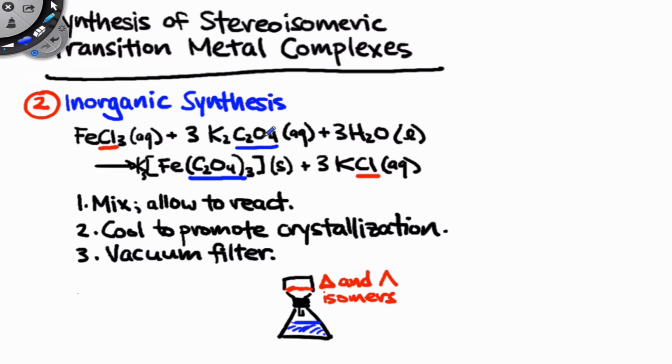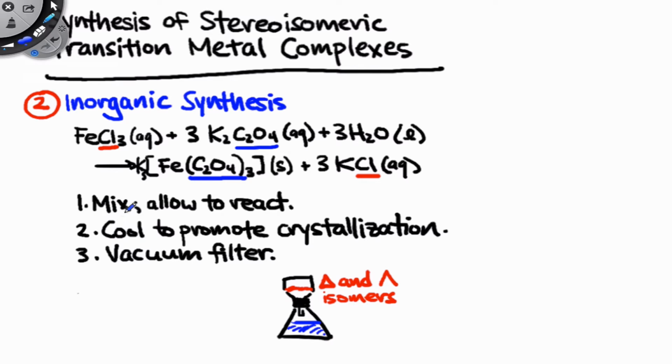C2O4 2- is the oxalate ligand. Here it starts out as basically C2O4 2- as a free aqueous ion, and in the product it's coordinated to iron. The chlorides start out coordinated to iron but end up in aqueous solution in the product. So this is basically a ligand substitution process. The synthesis itself is very simple.